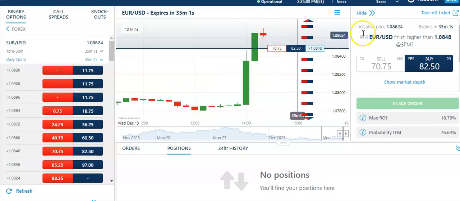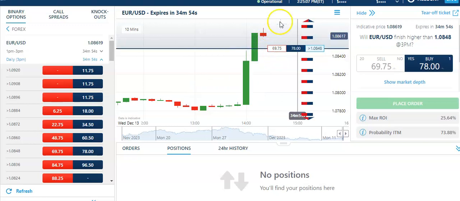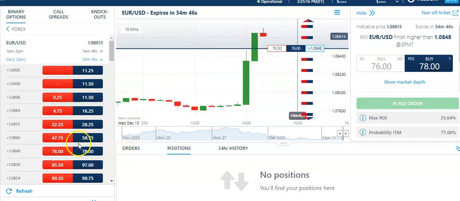We'll check back here at 3 o'clock. You can see it's 2:25 when I'm recording this. Doesn't necessarily mean it's going to go significantly higher, but it should close higher than this price here, which is 108.64.